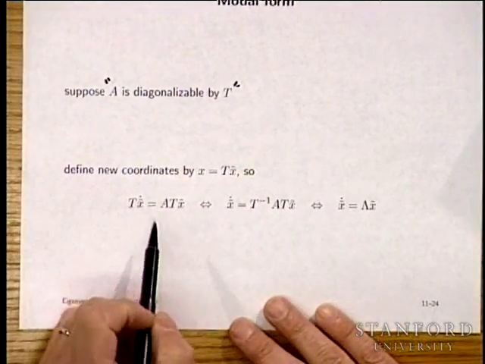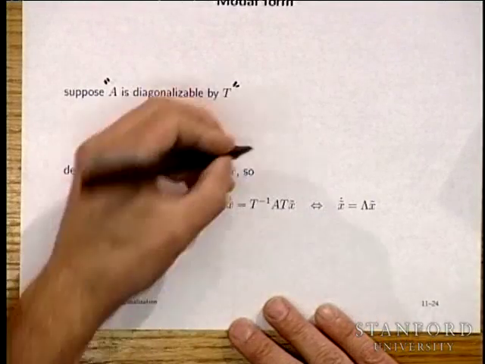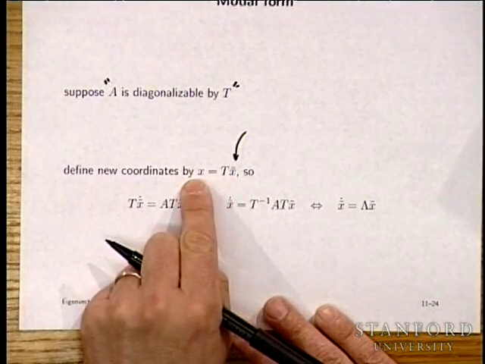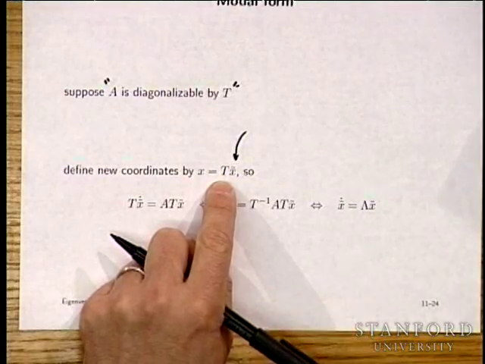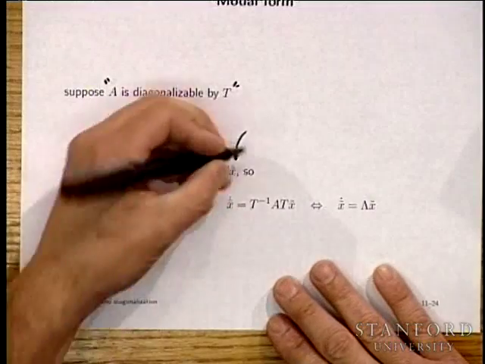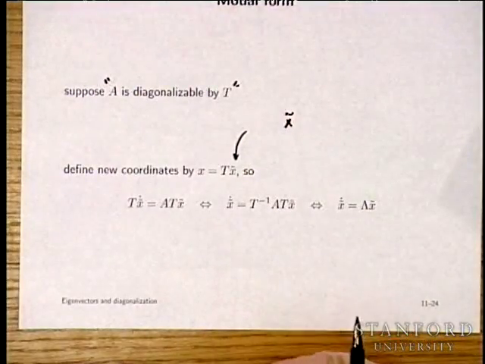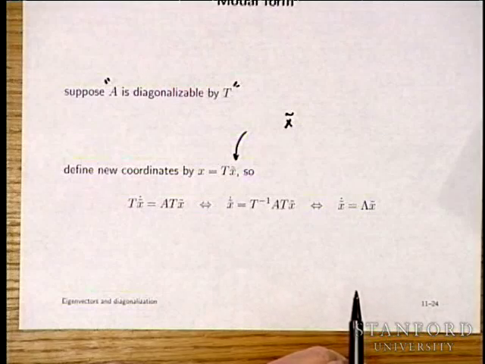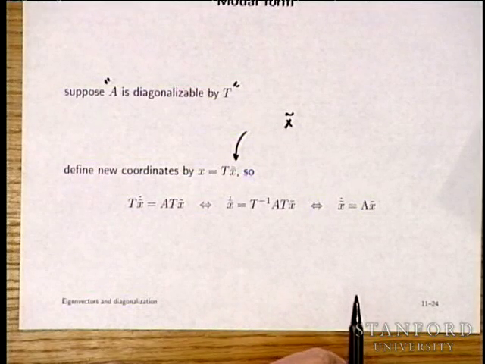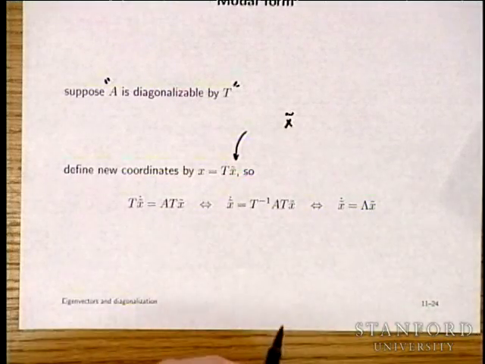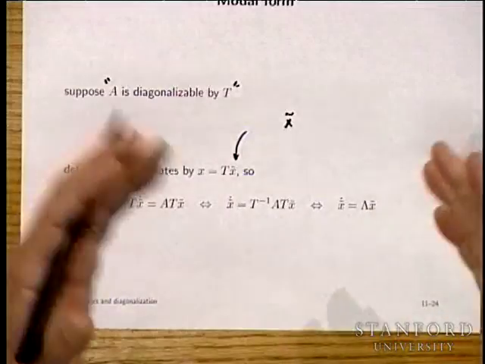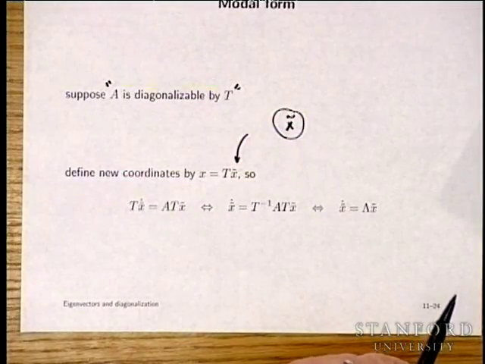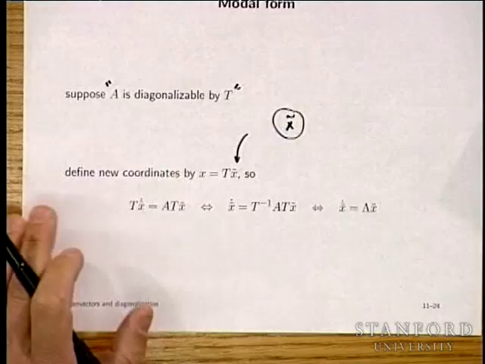Well, if you take new coordinates to be x equals T x tilde, what this means is x tilde are the coordinates of x in the T expansion. Or if the columns of T are the V's, it's in the V's. So you would say x tilde gives the coordinates of x in what people would call the modal expansion, or the eigenvector expansion. In other words, instead of writing x in the standard basis, x tilde are the coefficients, the mixture of V1 up through Vn that you need to construct x. That's what x tilde is.